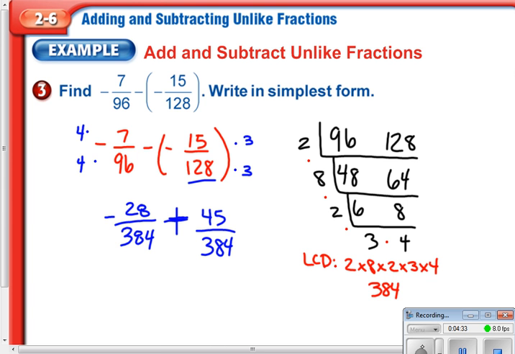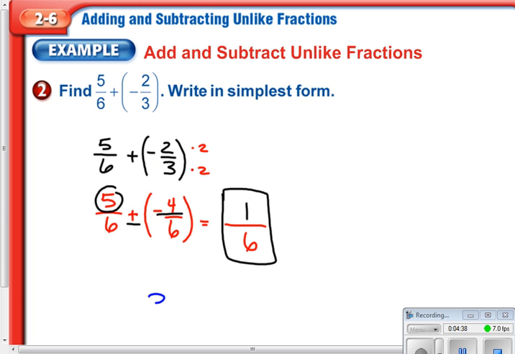Now we could go ahead and do our computation here. We know that the denominator still stays 384.